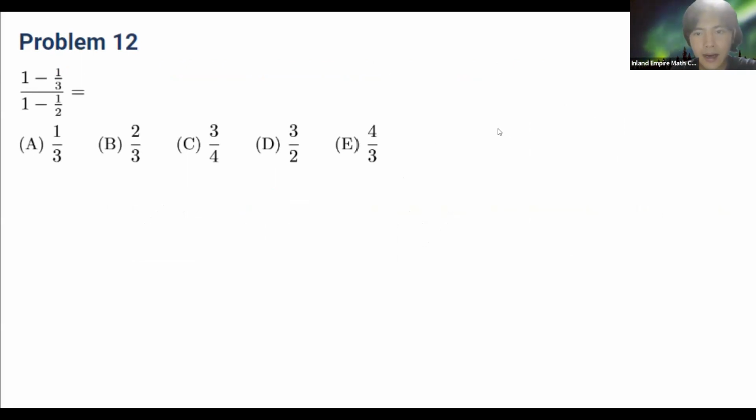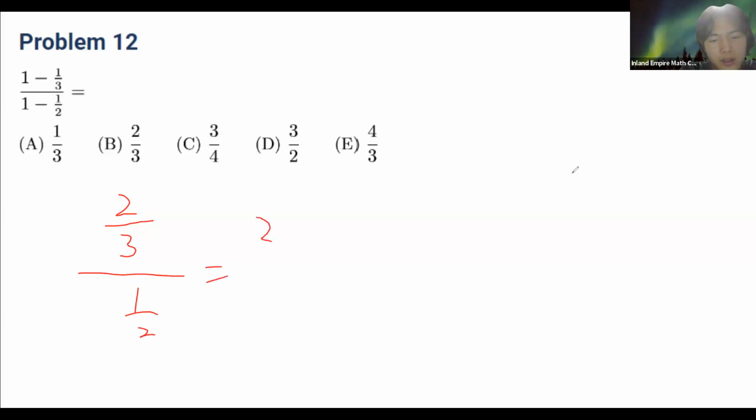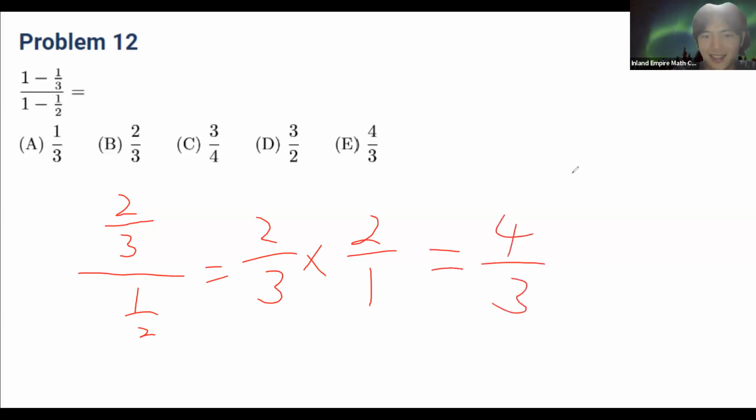Okay, I think most people got E. Right, so all you do is you evaluate the fractions. In the numerator, you have 2/3. In the denominator, you have 1/2. When you divide by a fraction, you're really multiplying by its reciprocal. So if you're dividing by 1/2, you're multiplying by 2/1. That gives you 4/3. So the answer is B. Are there any questions?